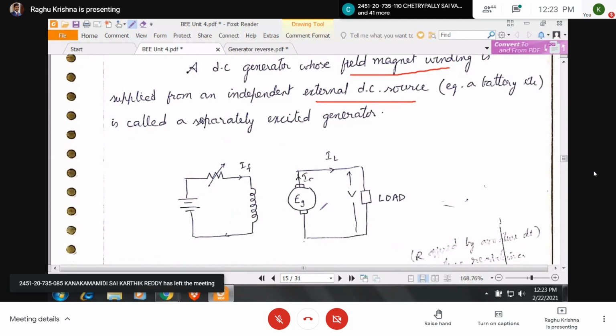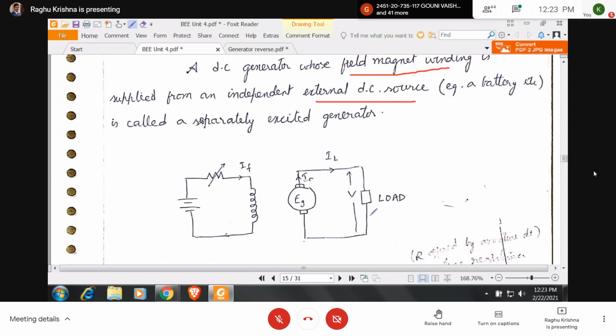Here these are the armature conductors. Eg is the EMF generated by the armature. Ia is the armature current. When you connect a load, IL is the load current which flows through the load. V is the terminal voltage. So V equal to Eg minus the voltage drop. That voltage drop is due to the armature winding, which will have some resistance, so there will be some drop. So V will be equal to Eg minus the voltage drop in the armature.